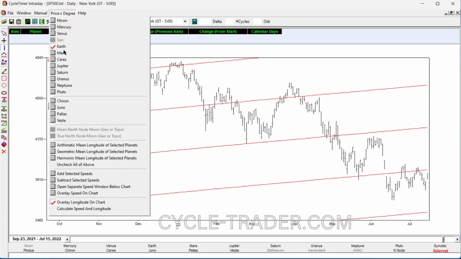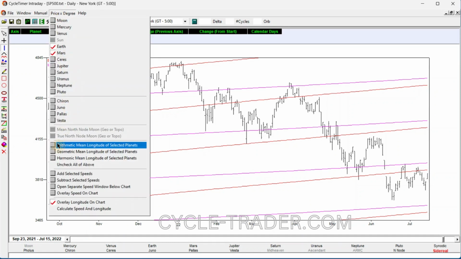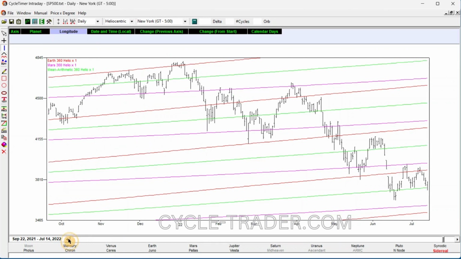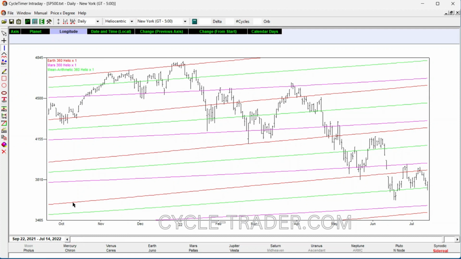To make this clear, we add Mars to our chart and click the mean to average these 2 planets' longitudes, shown on our chart as the green line. But watch what happens to the green line as the chart is scrolled back in time to September 22, 2021. The green line shifts 180 degrees. That is because on this date Earth crossed the 360 point to 0 longitude.